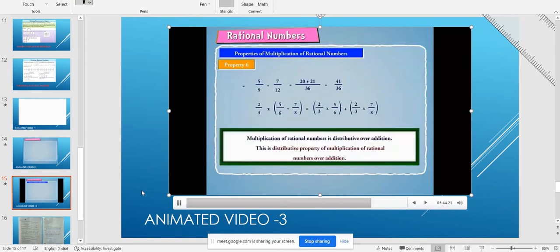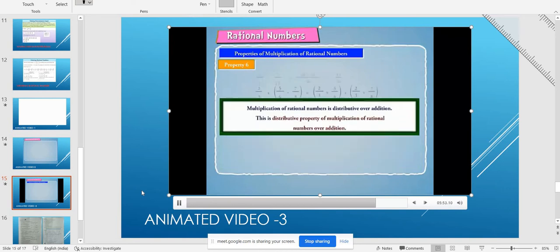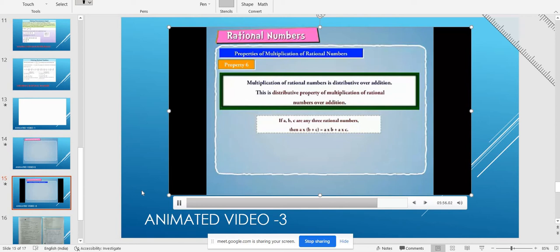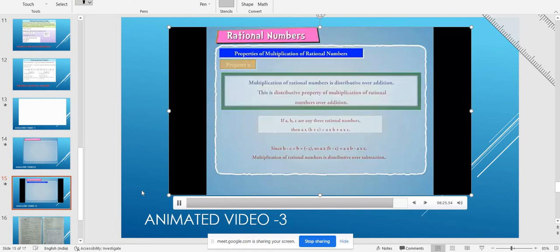Hence, multiplication of rational numbers is distributive over addition. This is the distributive property of multiplication of rational numbers over addition. Thus, if a, b, c are any three rational numbers, then a into (b plus c) is equal to a into b plus a into c. Since b minus c is equal to b plus minus c, a into (b minus c) is equal to a into b minus a into c. Hence, multiplication of rational numbers is distributive over subtraction also.